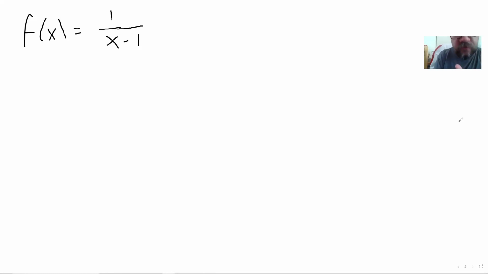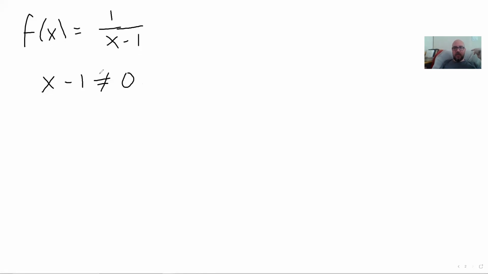So my domain here isn't all real numbers. I can't divide by 0, so I can't put 1 in the bottom, right? I need x minus 1 to not be 0. I think I've mentioned before, this is a kind of inequality, the most unequal kind of inequality. This is pretty clearly saying that x minus 1 is not 0 as opposed to is 0.